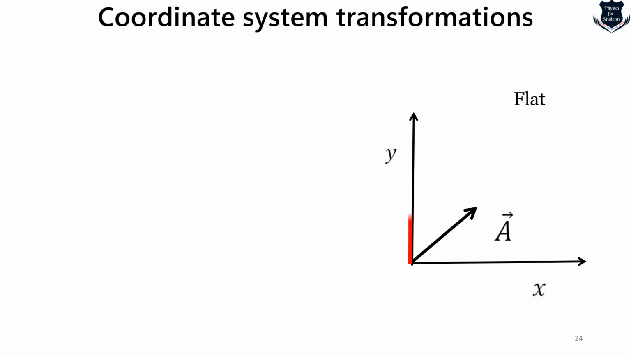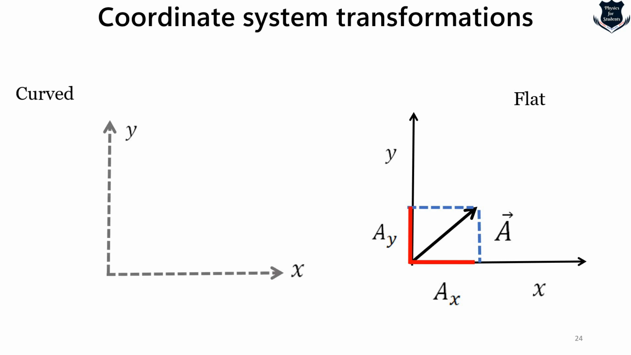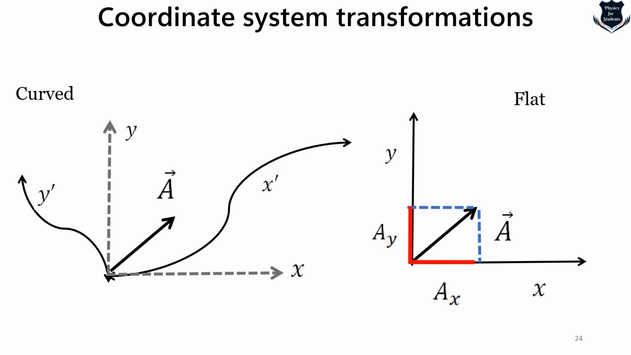To make things easier, I would like to show you a flat coordinate system, and this is the vector A. I am measuring the components of the vector as AY, and I am measuring along the x axis as AX. Now I will mark these as blue dotted lines. Now see the animation on the left hand side. I move from a flat space to a curved space. The flat space is still x and y, and the curved space is this one, x prime and y prime.